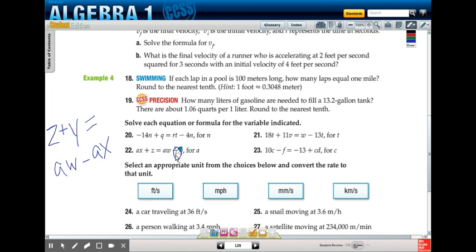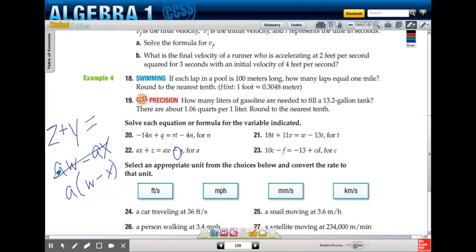Okay. Now, this is one where I kind of wonder where they get their ideas from, because what you really want to do here is notice that both of these parts have an A. And so you can actually factor that out. A times (W minus X). Okay, so this part's gone.